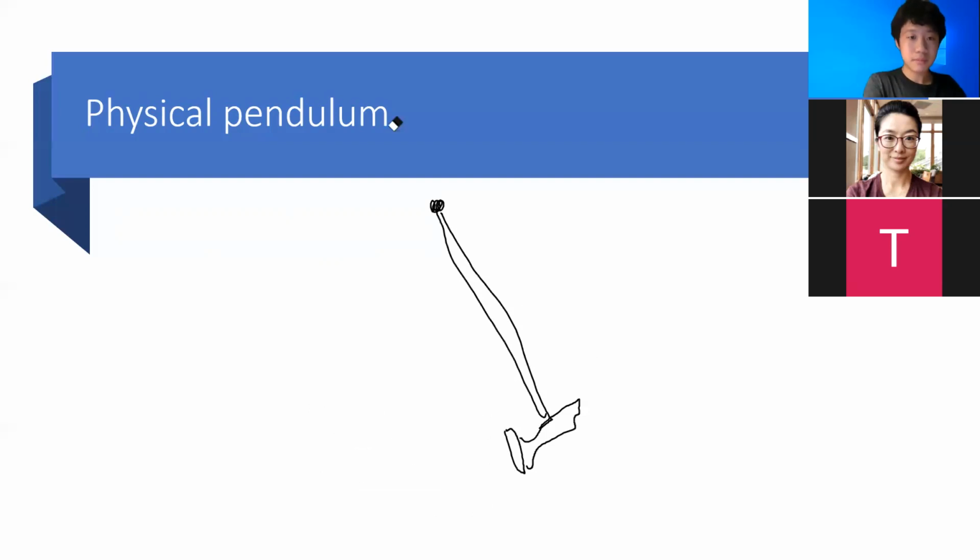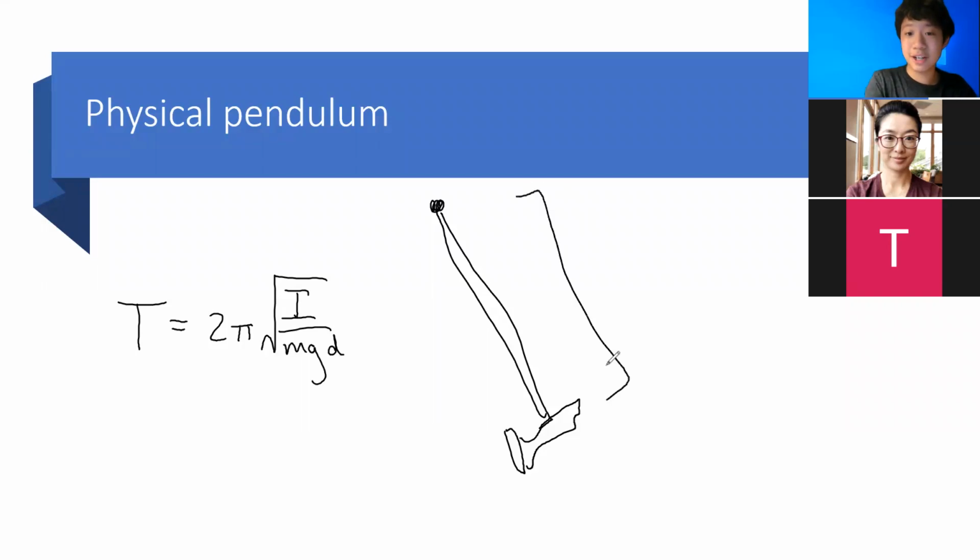All right? And the proof for the formula of a physical pendulum is very, very similar to the proof for a simple pendulum. So maybe I'll put that in the homework. But for now, just memorize T equals the square root of I over mgd. So I is the inertia of the solid object, the moment of inertia of the object.